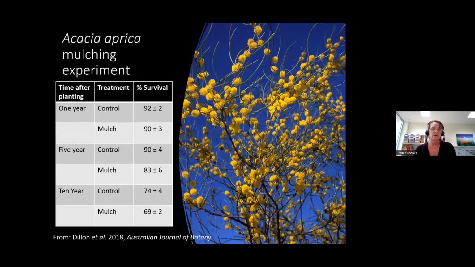As an example, we set the translocation for Acacia apica up as a small experiment where we looked at the value of using mulch to help improve survival and growth. The results here are just for survival, but they showed little difference in survival over the short, medium and longer term between plants given mulch and those not given mulch. The growth also showed the same pattern. So we found from this small-scale study that in this case, for this species, the mulch was not effective and we didn't use it in subsequent translocations or plantings of this species.